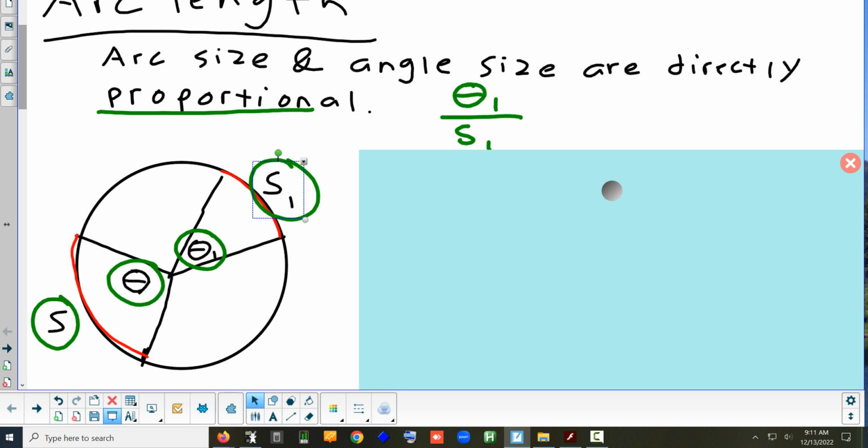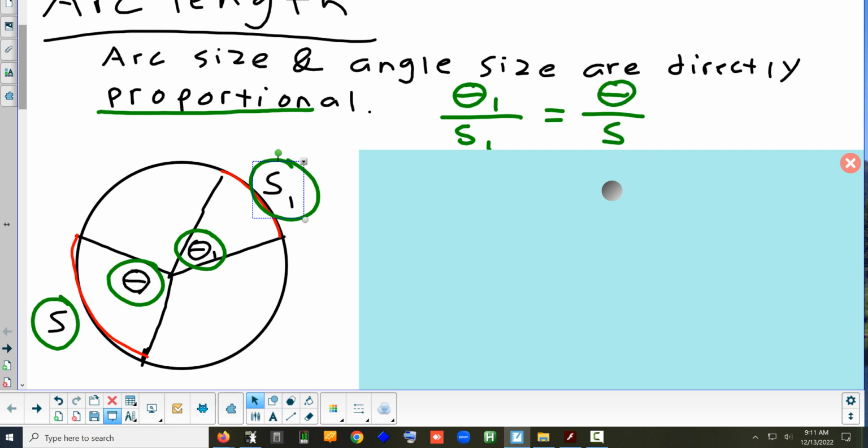So I compared the angle 1 to arc 1. And to keep the pattern similar, does anybody have an idea what I would put on the right? Mark? Angle, well, whatever that character is, over S. Theta. Theta over S. Theta over S, yeah.